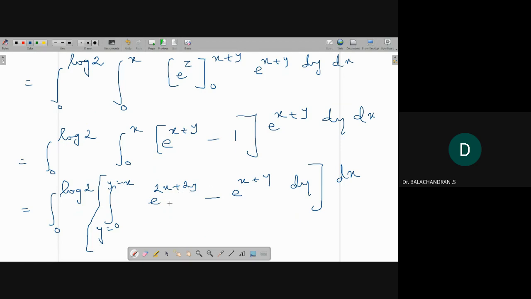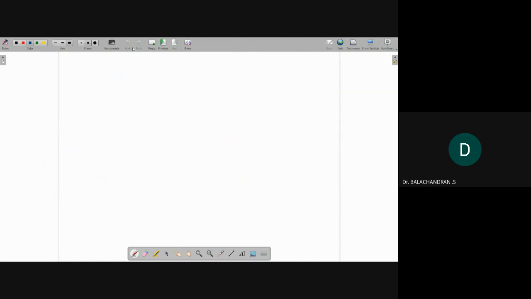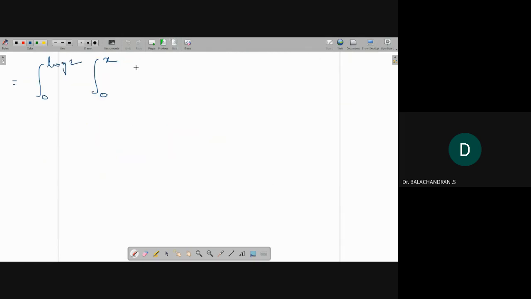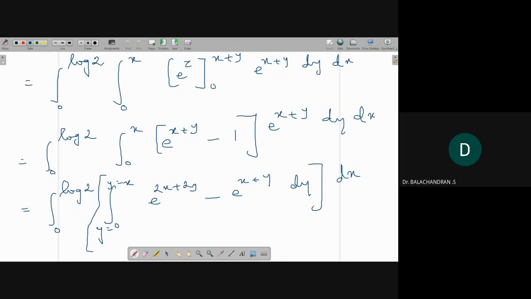Okay, in the next step, I am going to split e power 2x plus 2y into e power 2x into e power 2y like this. So integral 0 to log 2, integral y equal to 0 to x, e power 2x into e power 2y, minus e power x into e power y, into dy and then dx.